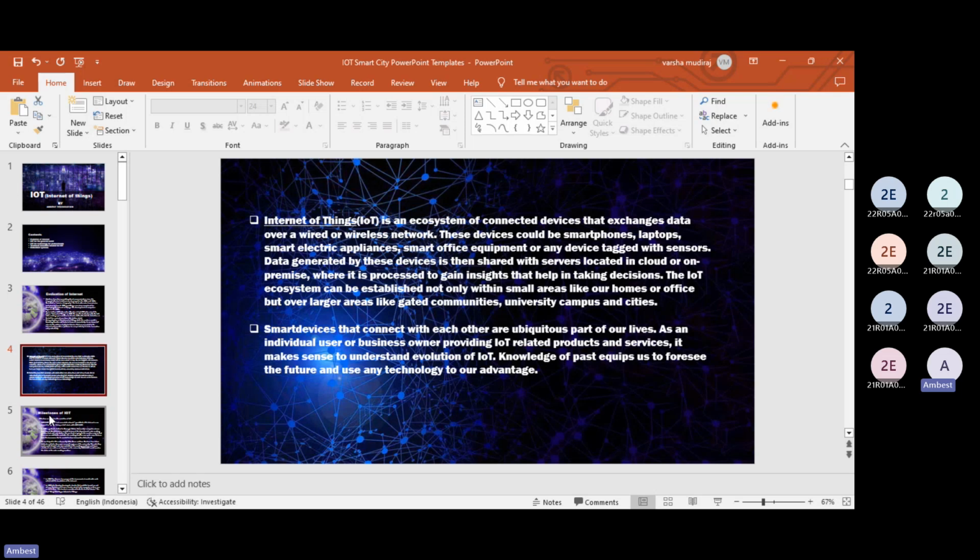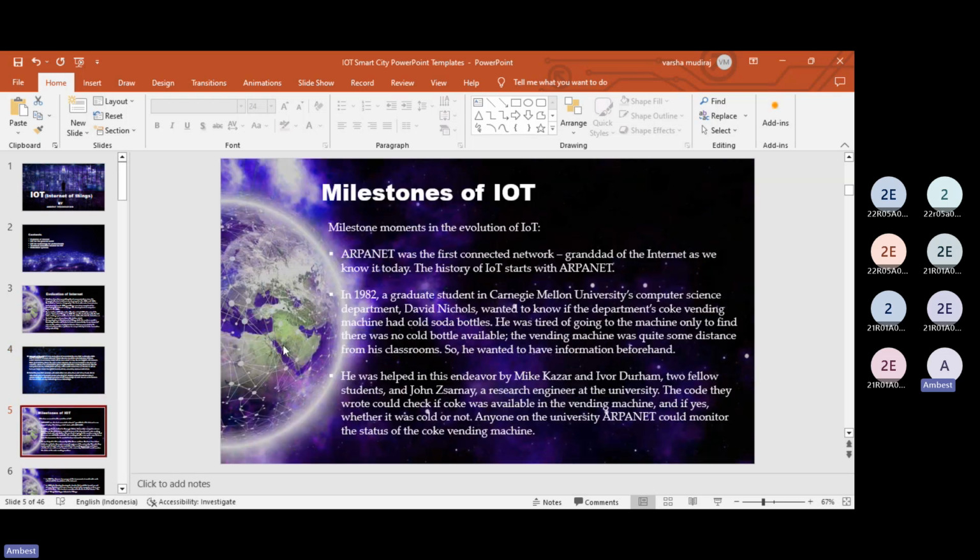And yeah, coming to the milestones of IoT, the first thing was ARPANET, the abbreviation of Advanced Research Projects Agency Network. It was founded by the U.S. Department of Defense, ARPA, and it was the first public packet-switched computer network.